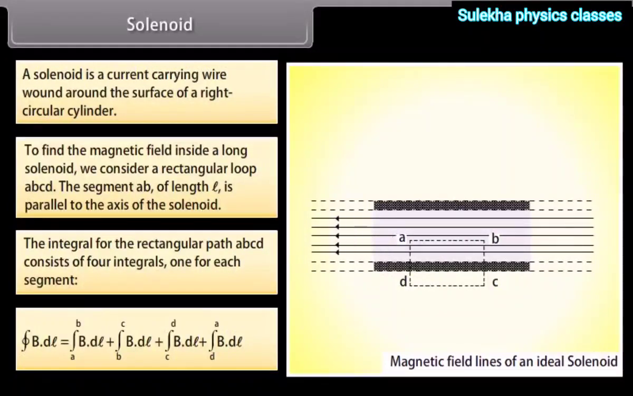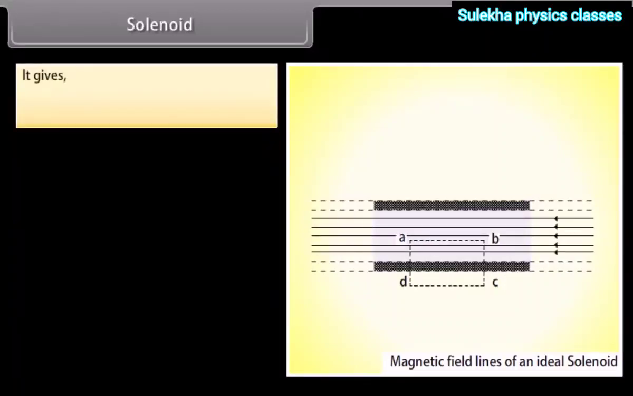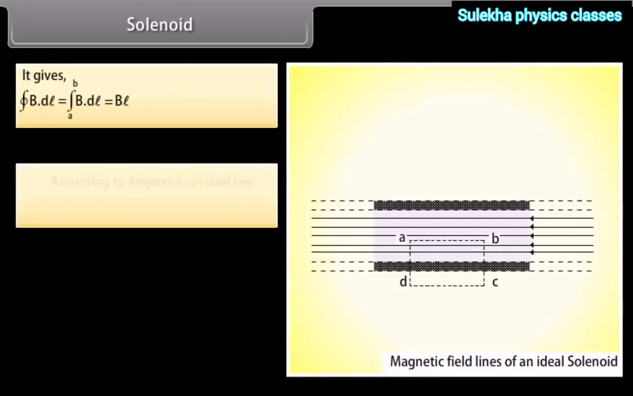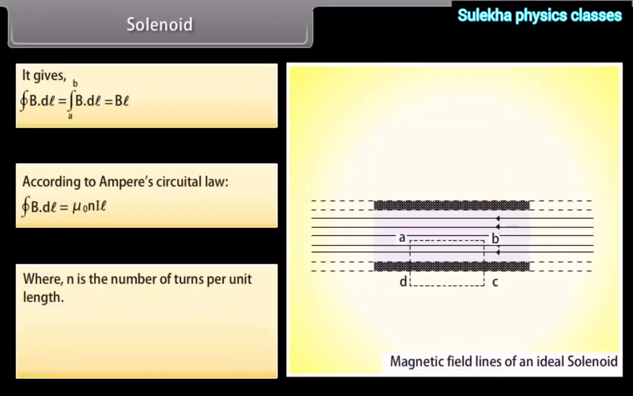Closed integral of B dot dl is equal to integration from A to B of B dot dl plus integration from B to C of B dot dl plus integration from C to D of B dot dl plus integration from D to A of B dot dl. It gives closed integral of B dot dl is equal to integration from A to B of B dot dl, which is equal to BL. According to Ampere's circuital law, closed integral of B dot dl is equal to mu naught nIL, where n is the number of turns per unit length. From above two equations, we get the result B is equal to mu naught nI.